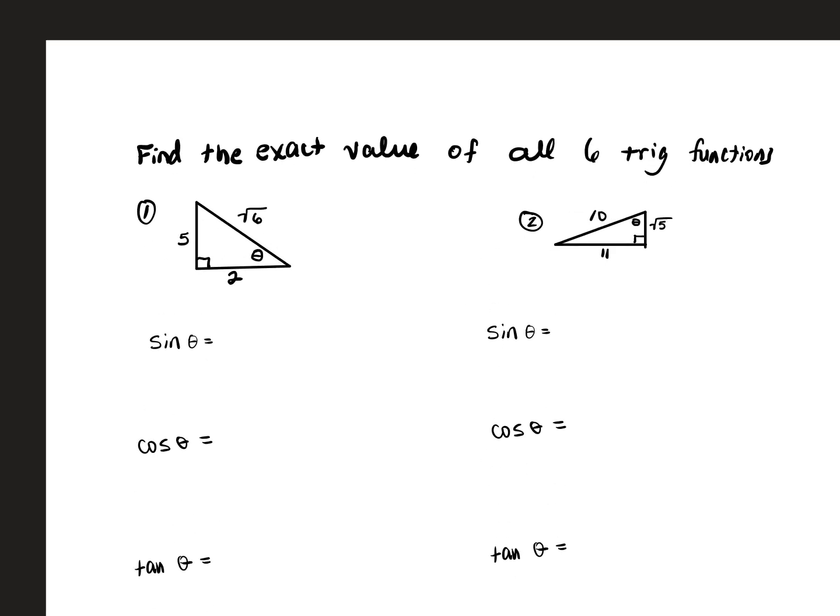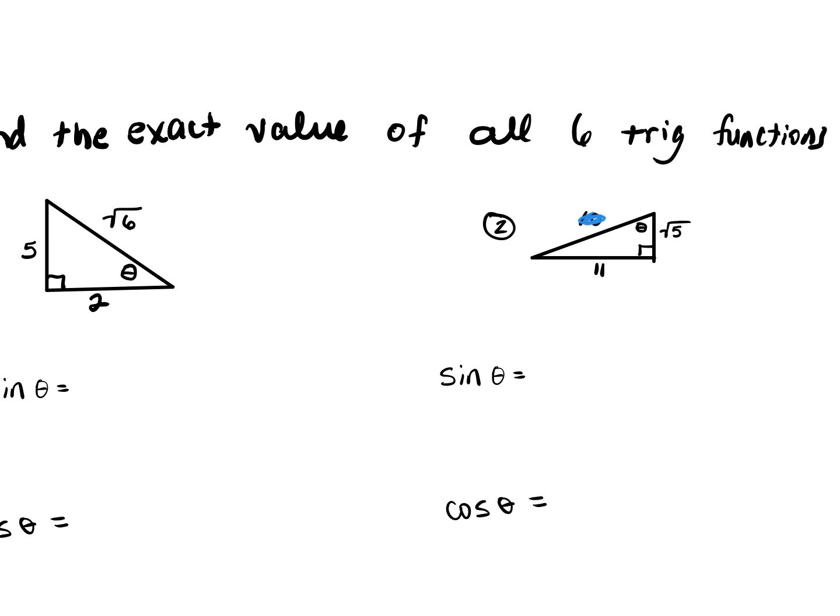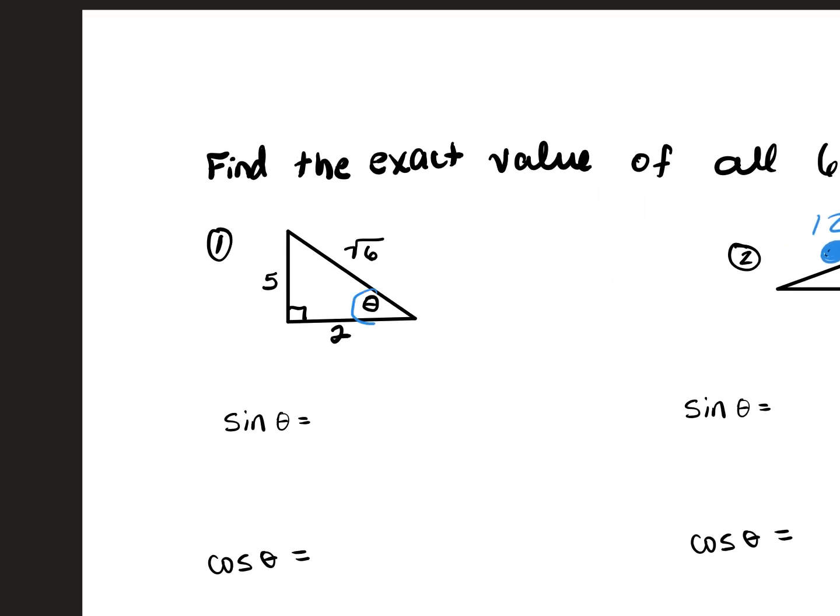So I'm going to label the triangles, and then I'm only going to do one of them because it's redundant. But first of all, go ahead and change this 10. Just change it to a 12, because the hypotenuse has to be the longest side. But looking at both of these, you don't have to use the Pythagorean theorem because they already told you what's what. So if I'm looking here in example 1, here is my theta.